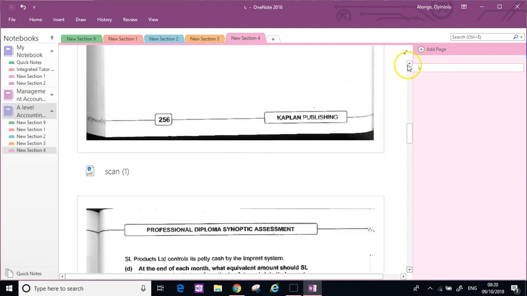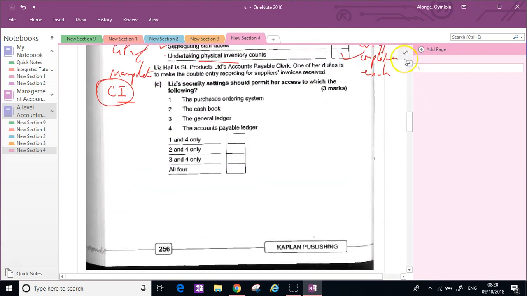The next question says that Liz Hall is the accounts payable clerk. One of her duties is to make sure the double entry recording for suppliers' invoices received. It's about the invoicing, isn't it? That the invoice, the double entry goes through. So everything's been done. We have now received an invoice from our supplier, and we need to get it into the system. This has nothing to do with the ordering, so she shouldn't be anywhere near that system. She shouldn't have any access to the cash book. She should not be paying them. This would be a violation of segregation of duties.